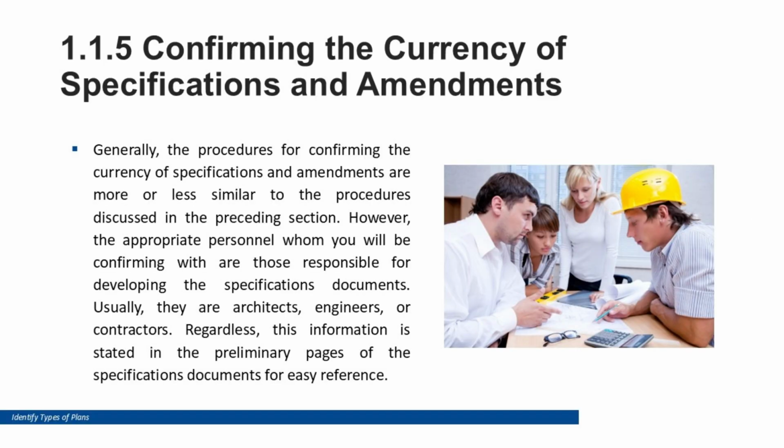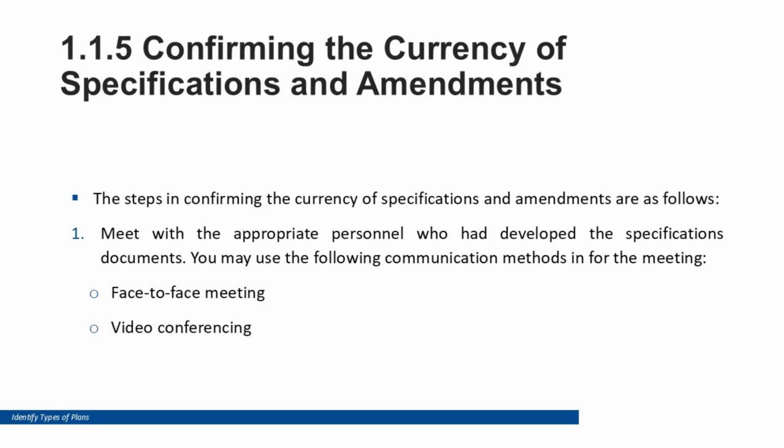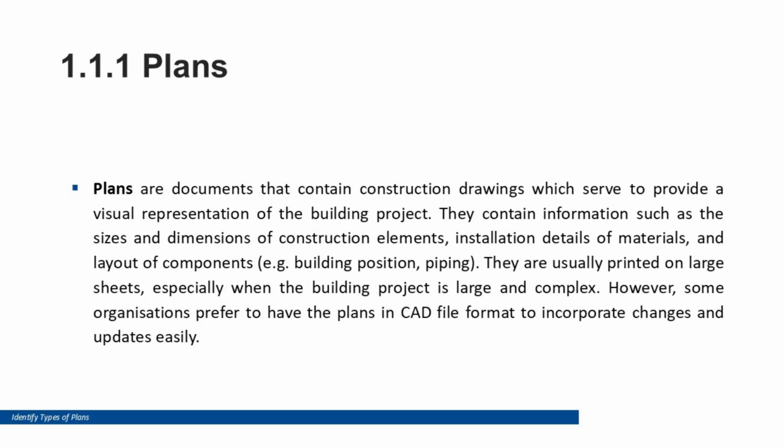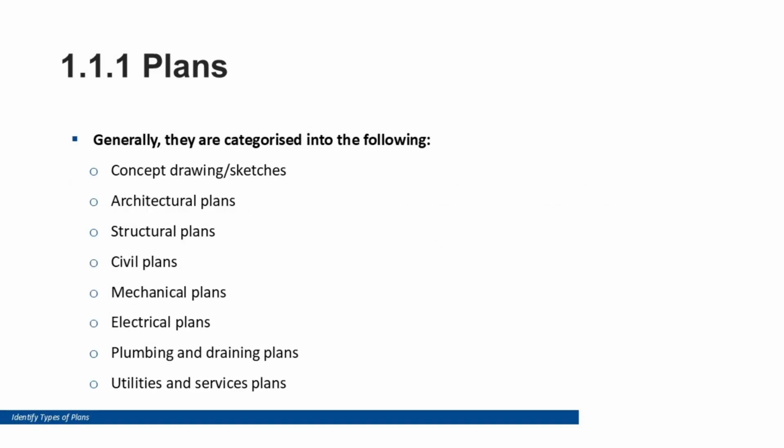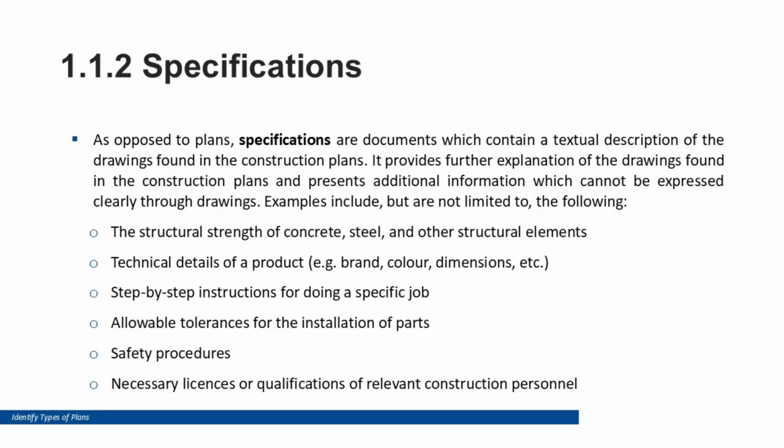Plans versus specifications. Plans and specifications work hand in hand. Plans show the visual representation of the building, the layout, elevations, sections, and structural elements. Specifications explain the items that cannot be expressed visually, such as concrete strength, installation tolerances, step-by-step procedures, finishes, and fixtures.